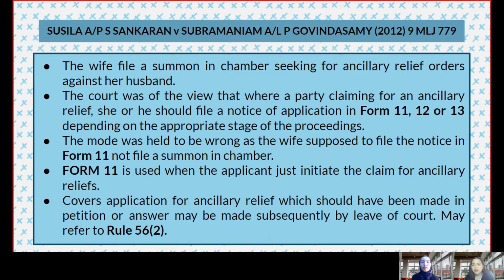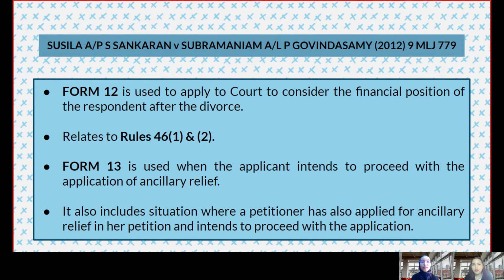It covers applications for ancillary relief which have been made in the petition or answer, and may be made subsequently by leave of court. We can refer to Rule 56, Paragraph 2. To continue, Form 12 is used to apply to court to consider the financial position of the respondent after the divorce. This is related to Rule 46, Paragraph 1 and 2. And then Form 13 is used when the applicant intends to proceed with the application of ancillary relief. It also includes situations where a petitioner has also applied for ancillary relief in her petition and intends to proceed with the application.